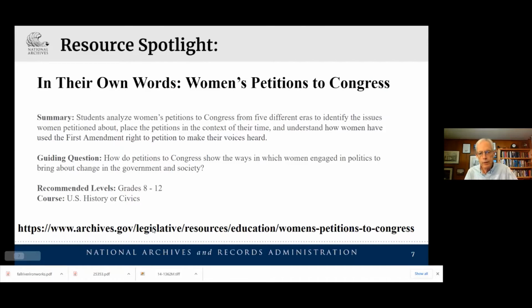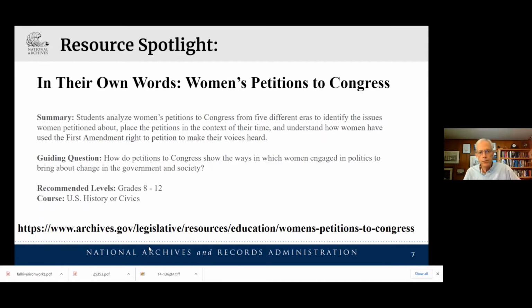We made a lesson about women's petitions because teachers asked us for resources for teaching about the history of American women. And so this is one of the best ways to get at it through the records of Congress. We went to the petitions that captured their opinions over time. In this lesson, the students are going to analyze petitions from 5 different eras to identify how women petitioned, what they petitioned about, and place their petitions in the context of their time, and ultimately understand how women used the First Amendment right to petition to make their voices heard.